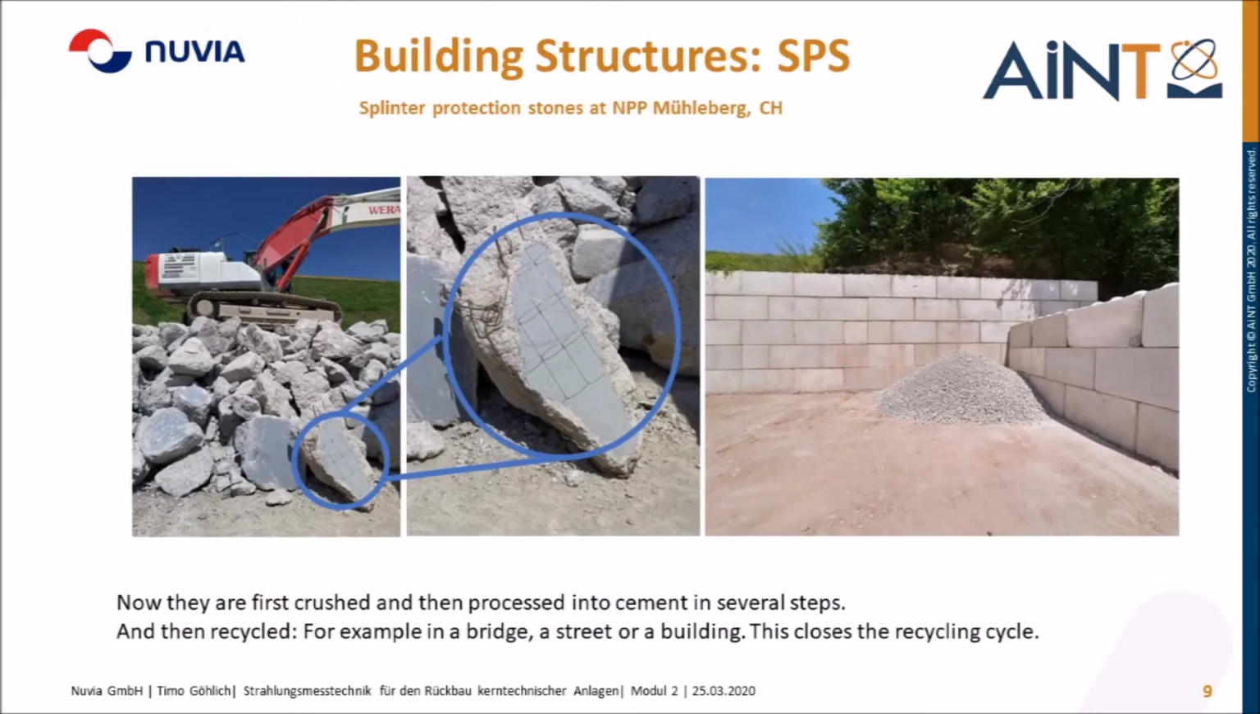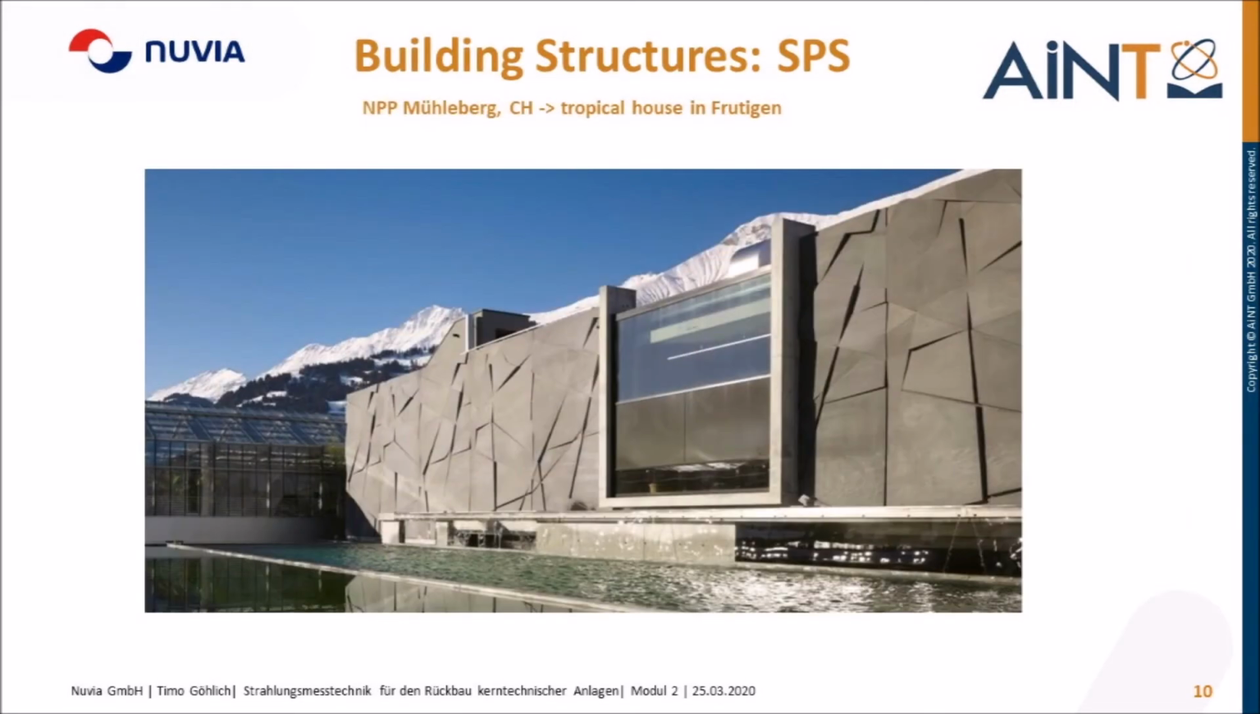The stones here have been broken into large pieces. You can see the border of Kumo 170 again, and in further work steps, small granules are made from these big concrete blocks. In this cycle, cement is produced in several steps from the remains, which is a binding agent for concrete. And we see here, for example, what's built from this concrete, that it is a tropical house, which is quite impressive. And so the recycling cycle closes accordingly.